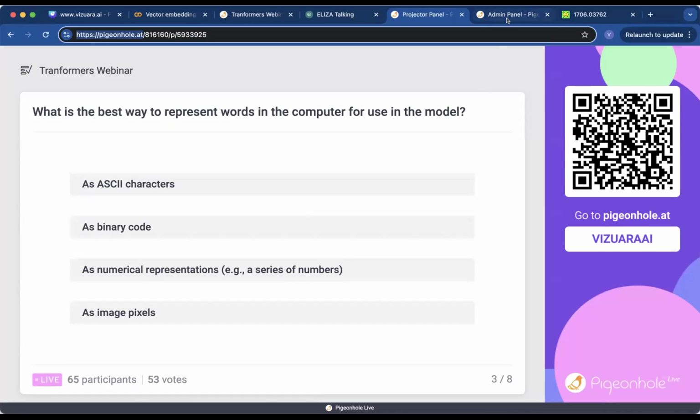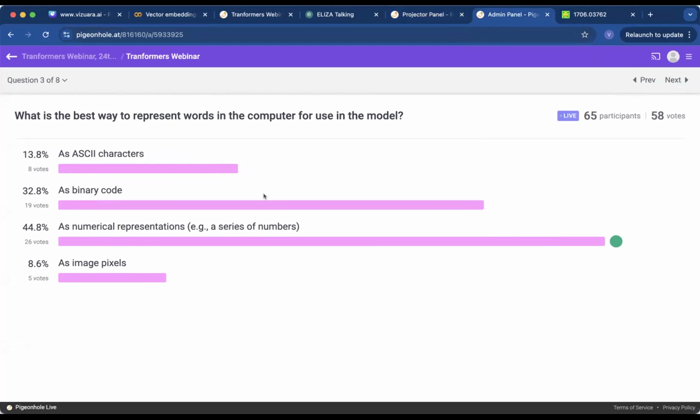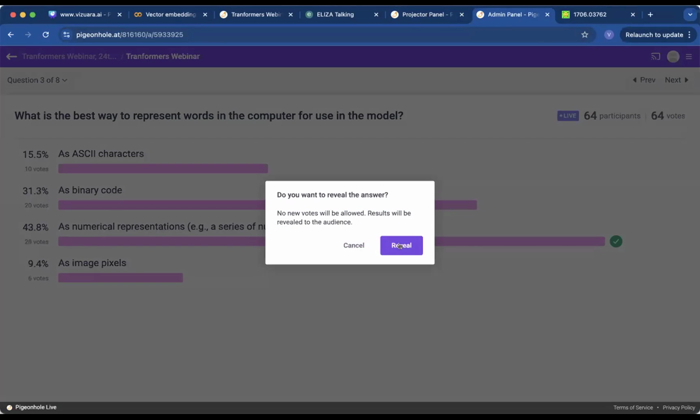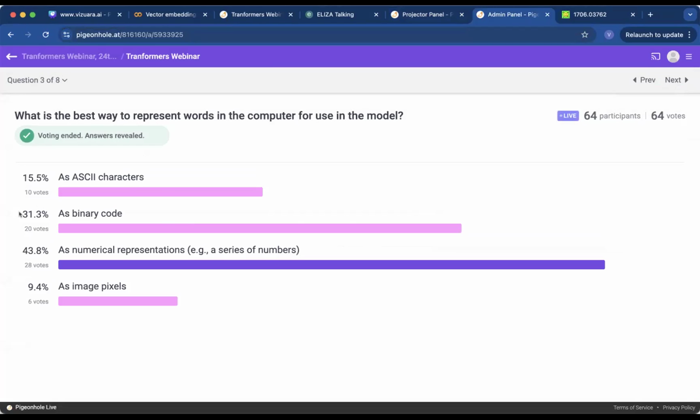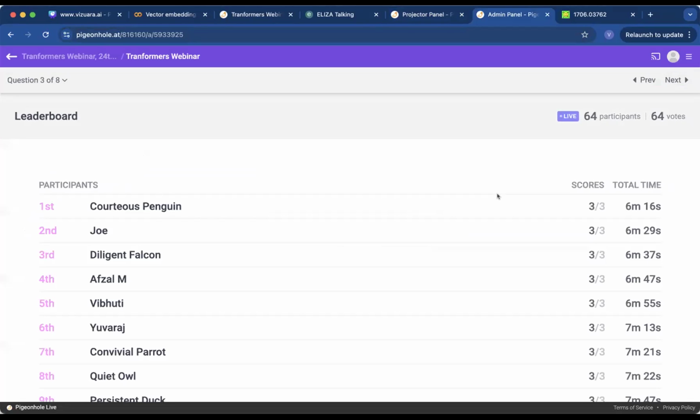Let's see. Now I'm going to go to the admin panel and reveal the answer. The best way to represent words in the computer for use in the model is numerical representation. I can see that many people have been confused by the binary code option. Around 20 votes have been cast for this option. Now let us look at the leaderboard.